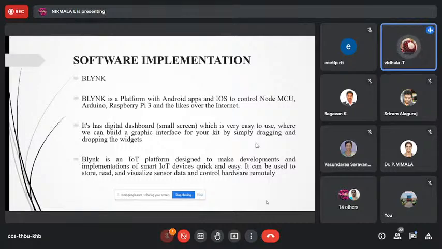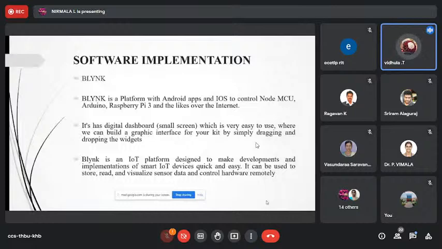Virtual pins are entirely distinct from digital and analog input and output pins. They are physical pins on the microcontroller board where we connect sensors and actuators. Blynk is free to download from the Play Store. All we need to do is create an account in the app.